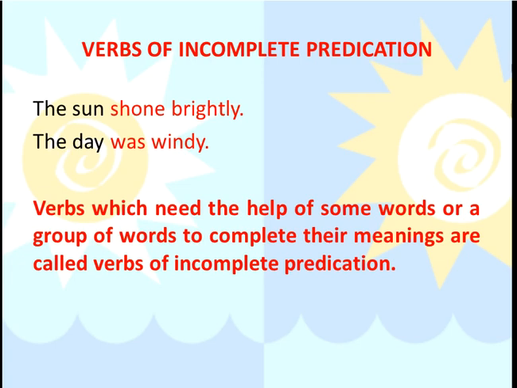Such a word or a group of words is called the complement of the verb. Now you can understand that verbs which need the help of some words or a group of words to complete their meanings are called verbs of incomplete predication.